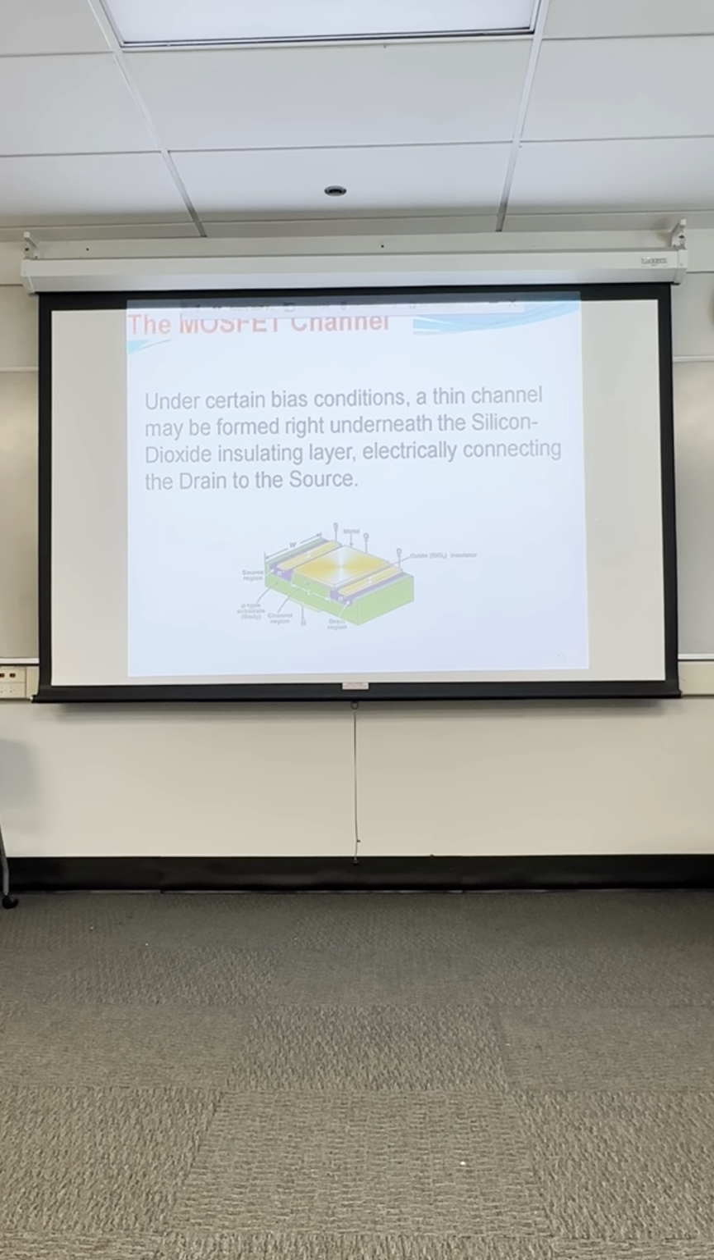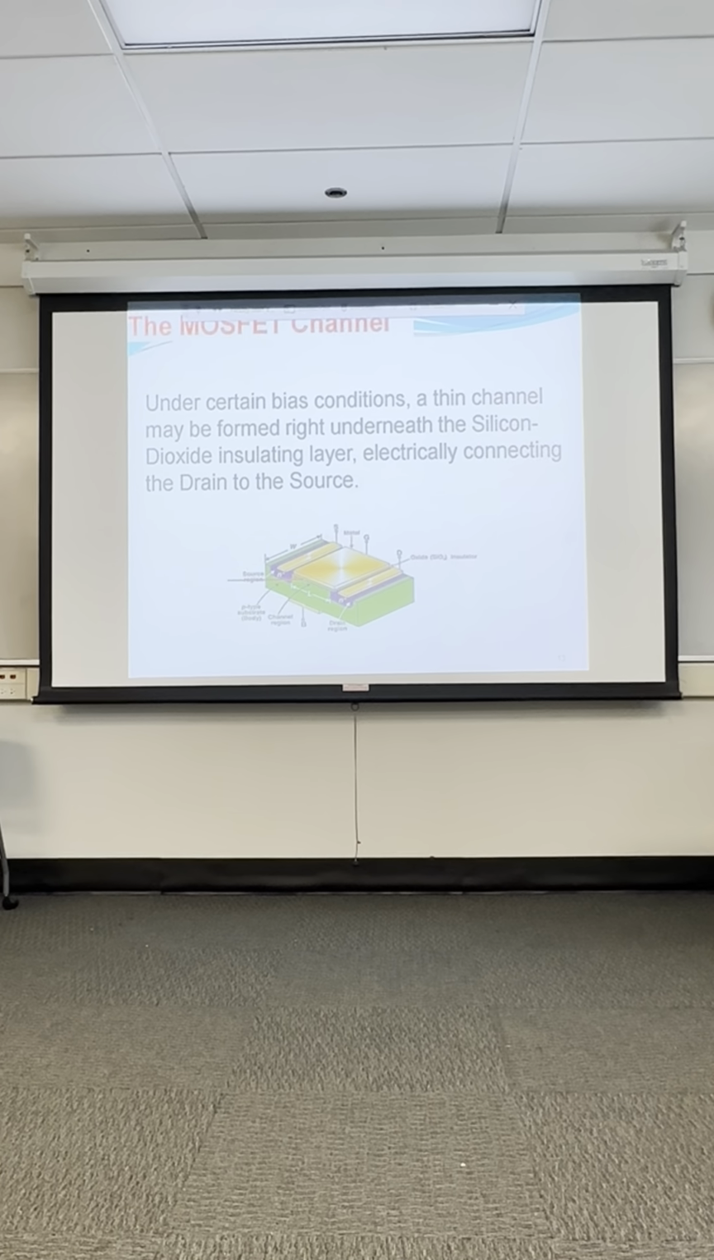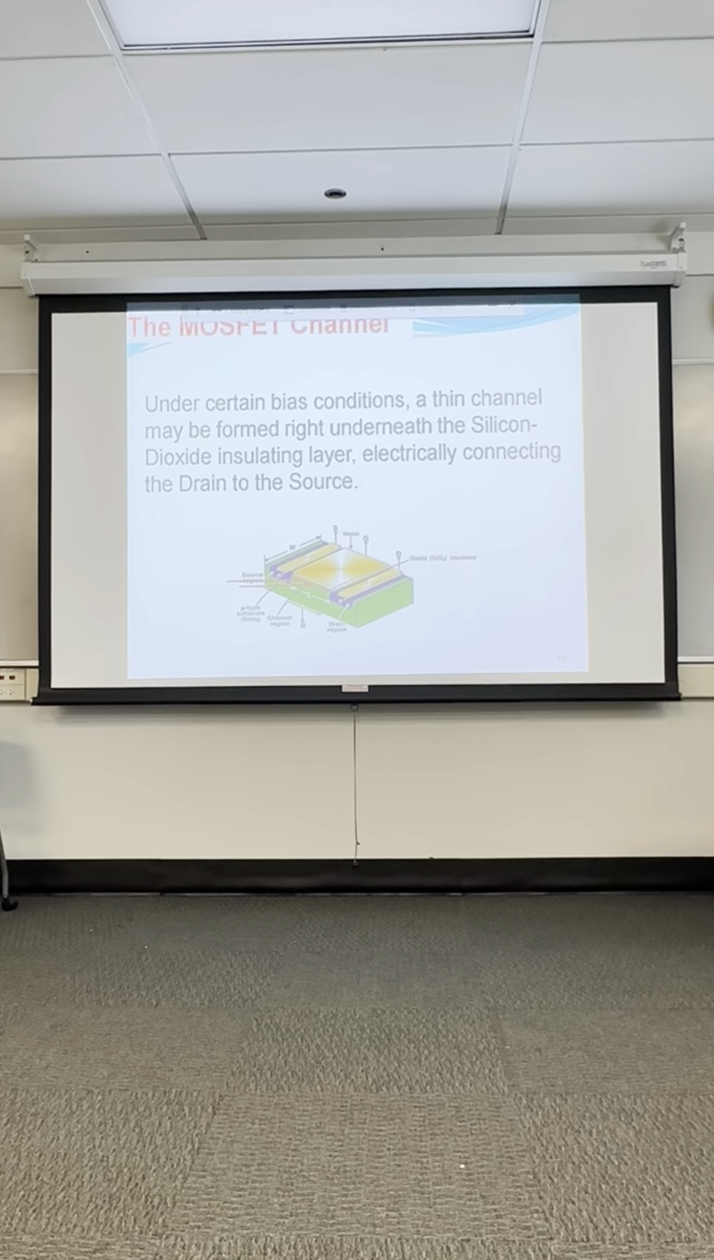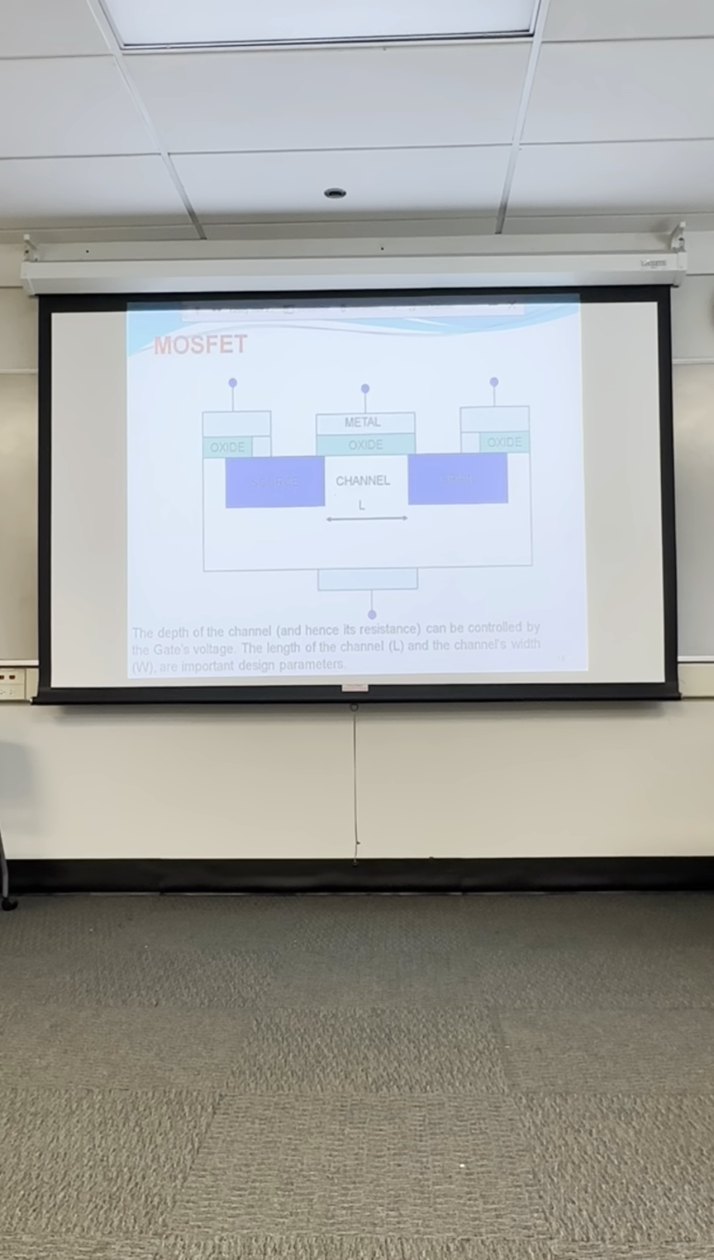This thin channel under the gate here. So we're talking here about when we apply a gate to source voltage, a channel starts to form under the gate. The electrons start to form under the gate. So under certain bias conditions, this thin channel can be formed under the silicon dioxide insulated layer, and that will electrically connect the drain to the source.